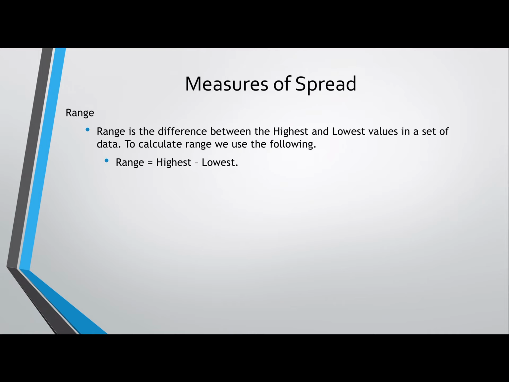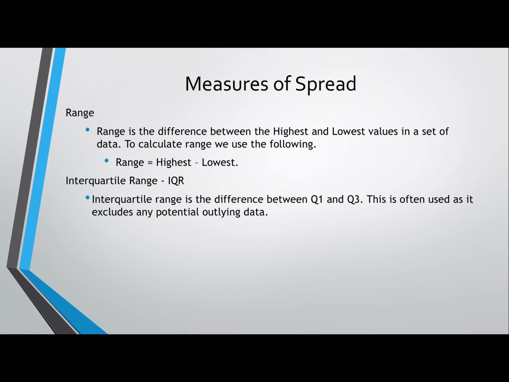What we have next is our interquartile range, which is called an IQR. Inter means between, quartiles we know what quartiles are, and range is the difference between things. So our interquartile range is the difference between our Q1 and Q3. This one is often used because it excludes any potential outlying data.